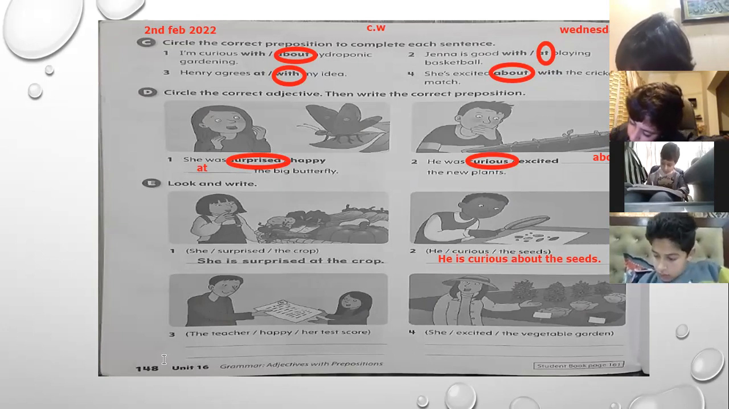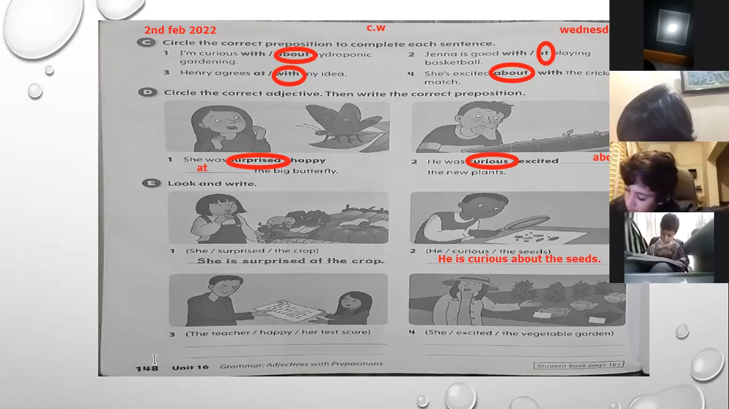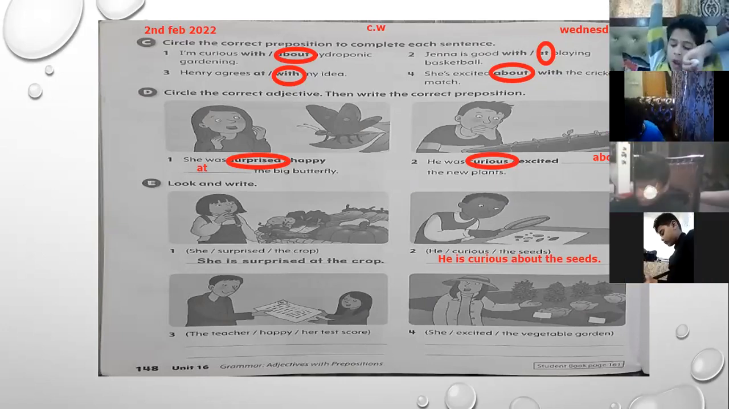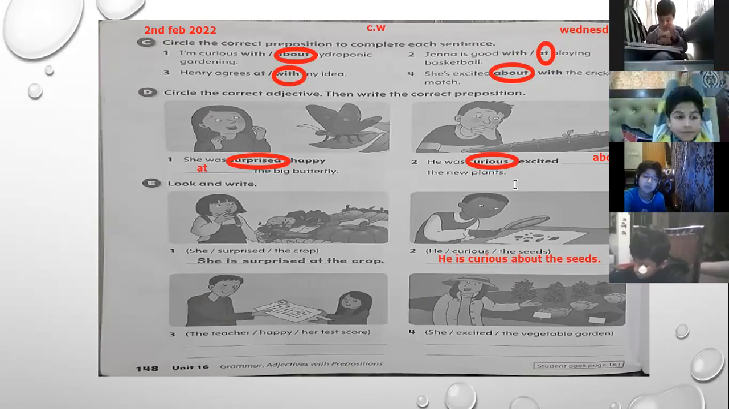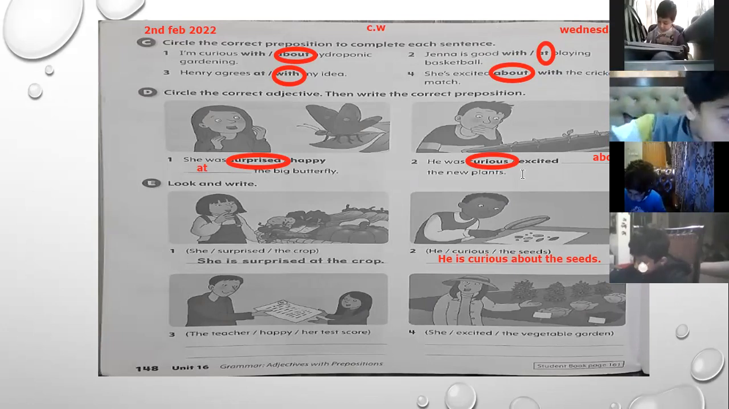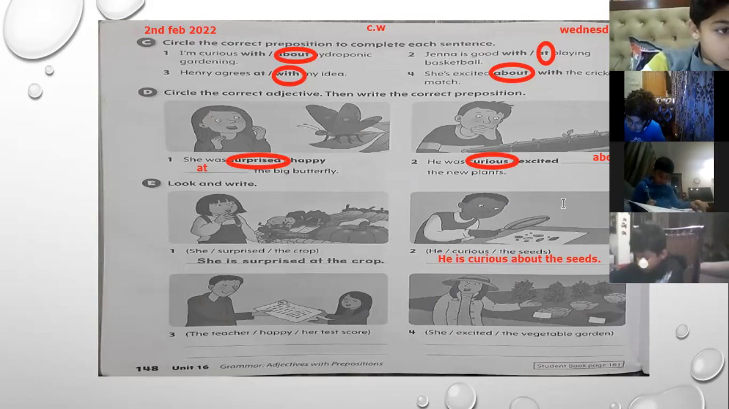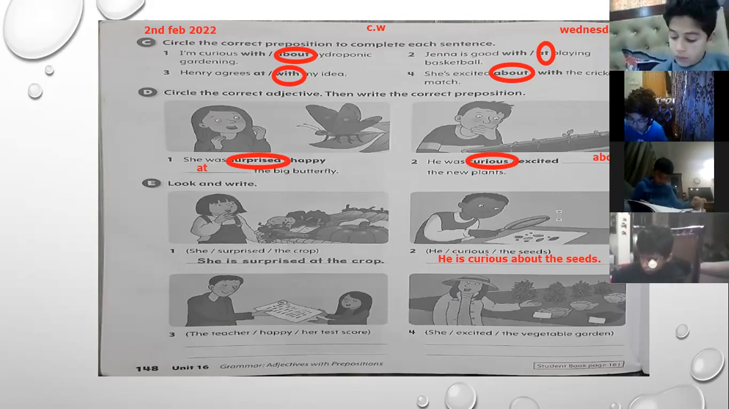Okay, students. Number 3. The teacher happy her test score. So what would be the sentence? Who will tell me? Raghib will tell me. Okay, this time. Raghib, you tell me what would be the third one if you write down in a correct form of sentence. The teacher happy her test score. The teacher is happy about her score, her test score.